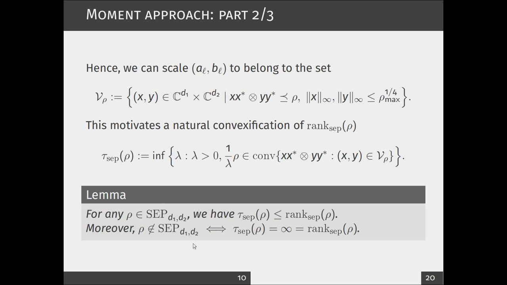Moreover, if rho is not SEP, then we must have the two parameters coinciding at infinity, because there is no factorization.